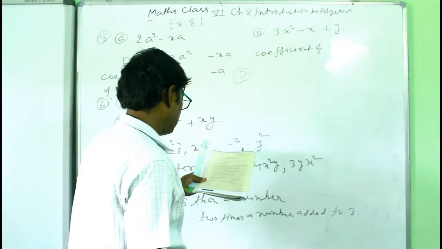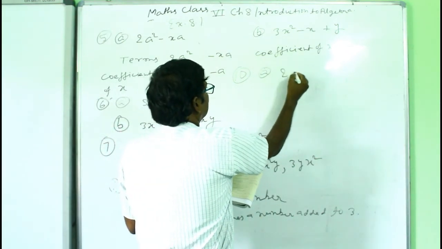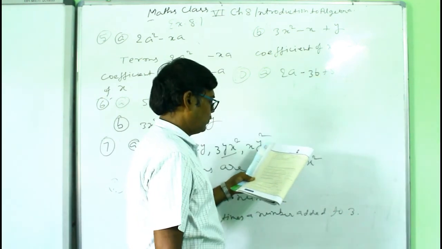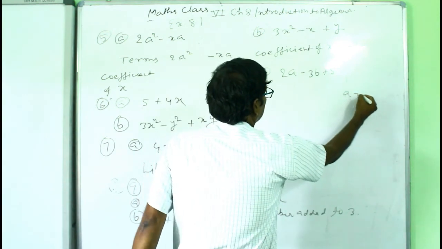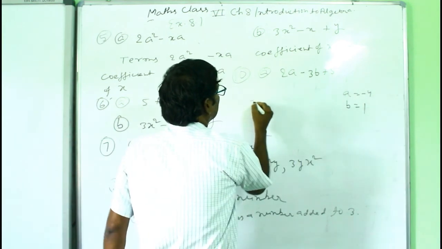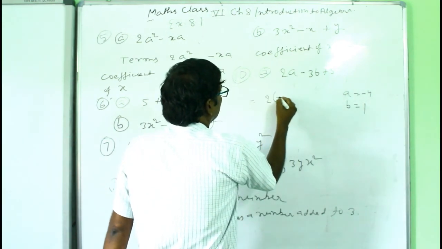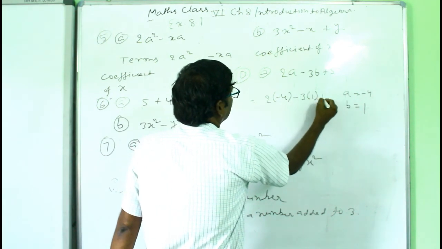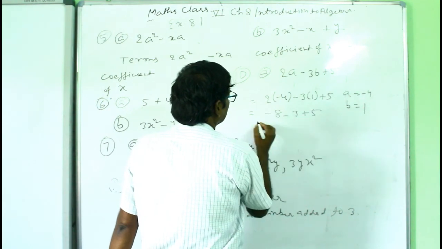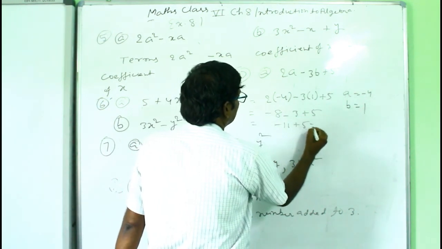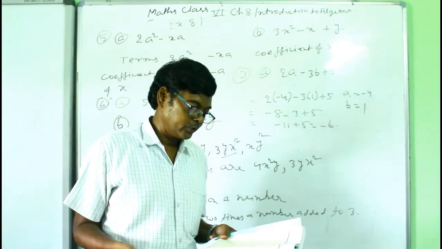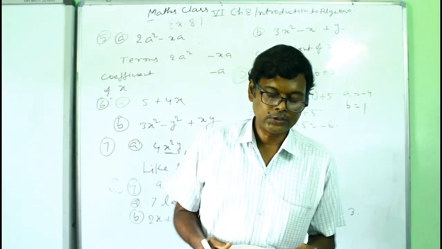Question number 10, here you have 2a minus 3b plus 5. Okay, we have to find the value of this. You are given a equal to minus 4 and b equal to 1. Then you will write 2 into minus 4 minus 3 into 1 plus 5. So it will be minus 8 and minus 3 plus 5. So minus 11 plus 5 equal to minus 6 is the answer of this question. So in the same way you can solve the other questions. So this is the end of this exercise.